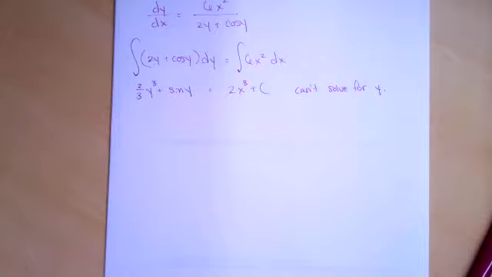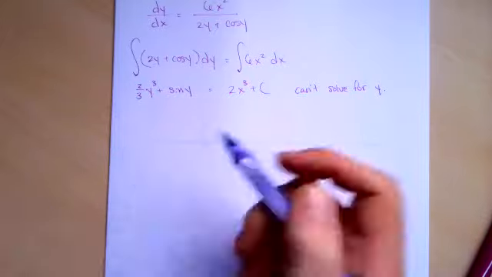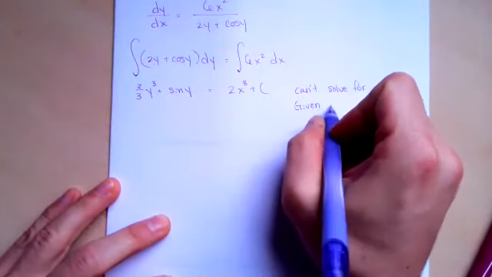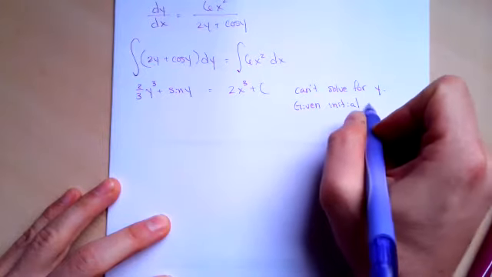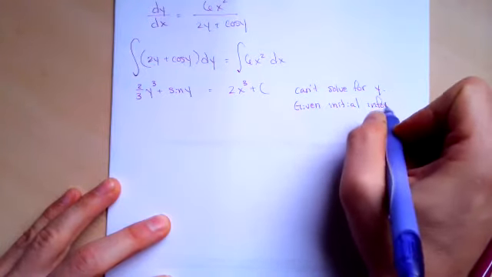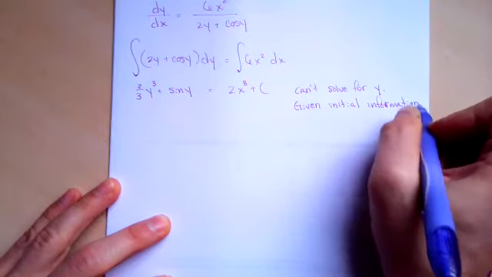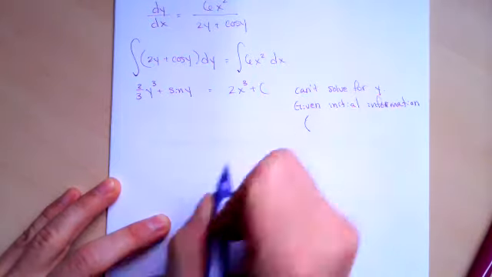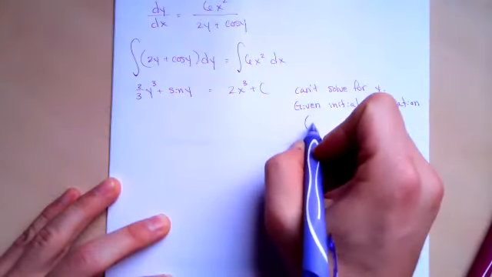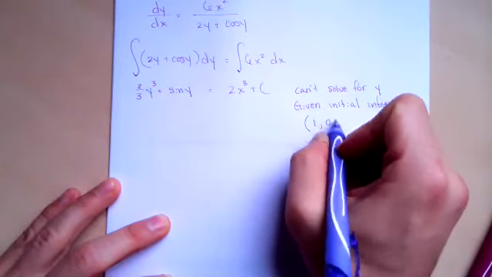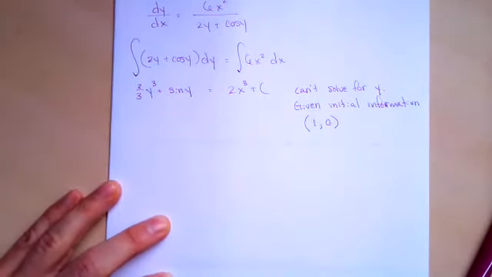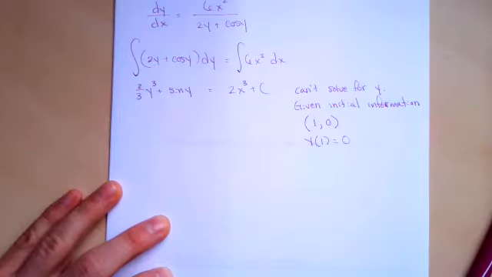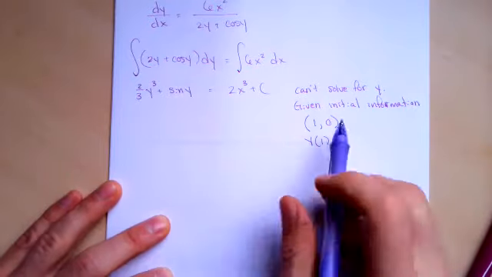Let's see. So let's say we have the initial information that sometimes we give as a point. So it could say, let's say when x is 1, y is 0. That'll be something to plug in. Otherwise, sometimes they could write it like y of 1 equals 0. And then we would just plug that in.